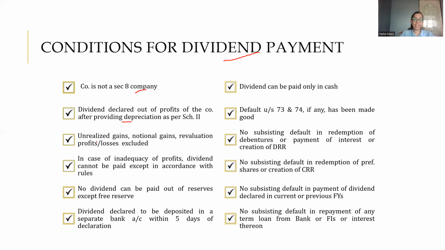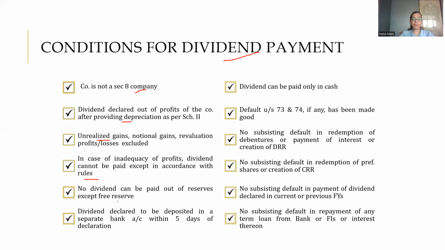Next, unrealized gains or notional gains or revaluation profit, loss, etc., are to be excluded from the profits which you'll be using for the purpose of dividend. Next, in case of inadequacy of profits, dividend cannot be paid except in accordance with the rules, as we have already discussed that when there is insufficiency of profit, the company, if it wishes to declare dividend, has to comply with the provisions mentioned in the rules.